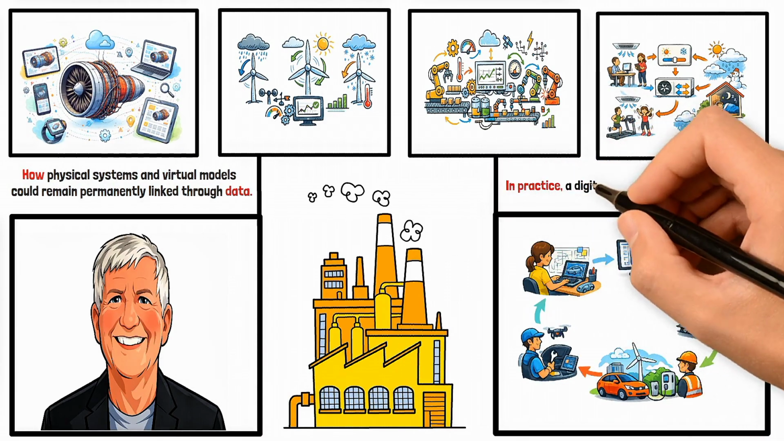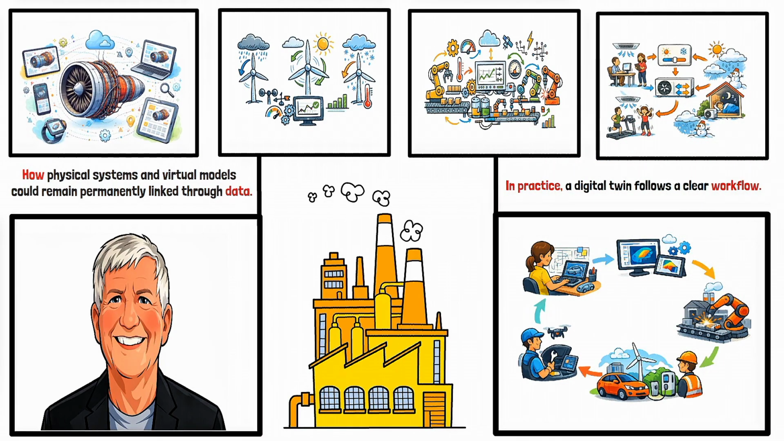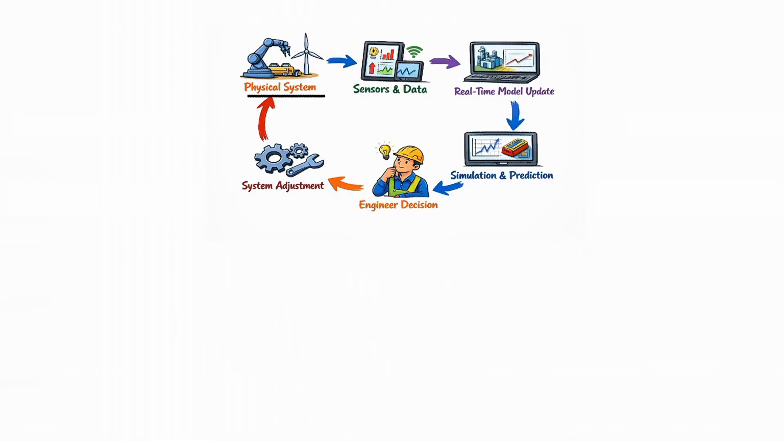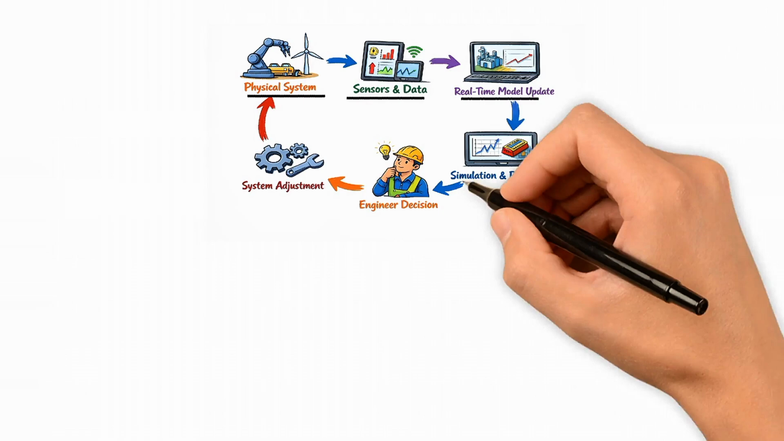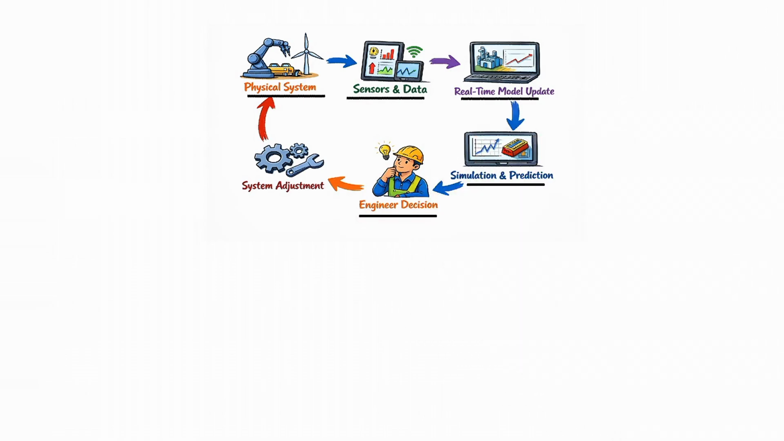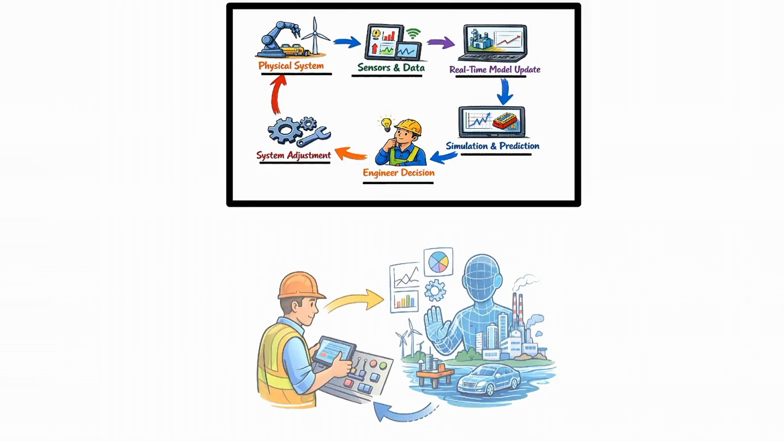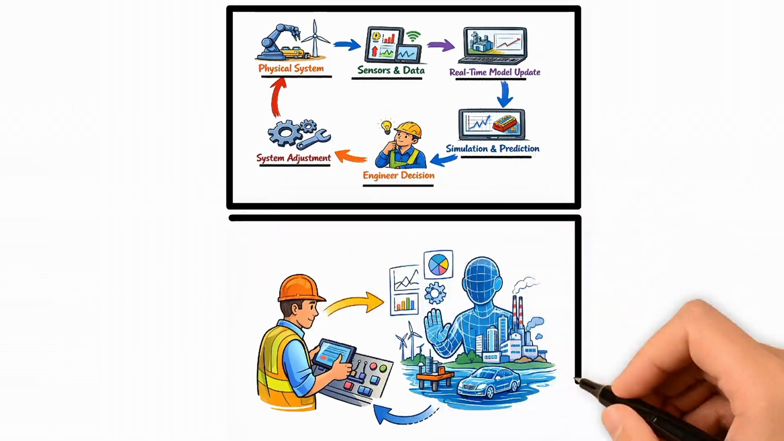In practice, a digital twin follows a clear workflow: physical system, sensors and data, real-time model update, simulation and prediction, engineer decision, system adjustment. The engineer stays in control. The digital twin provides foresight, not authority.